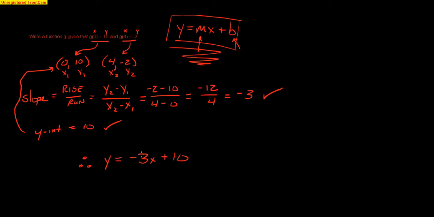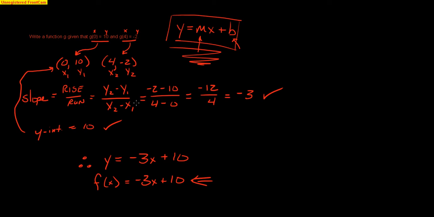And oh, they want it in function notation. So how do you turn it into function notation? Well, you just take this y and you change it to an f of x. Everything else is the same. So that is what we're after right there. And really, that's all there is to it for that one.